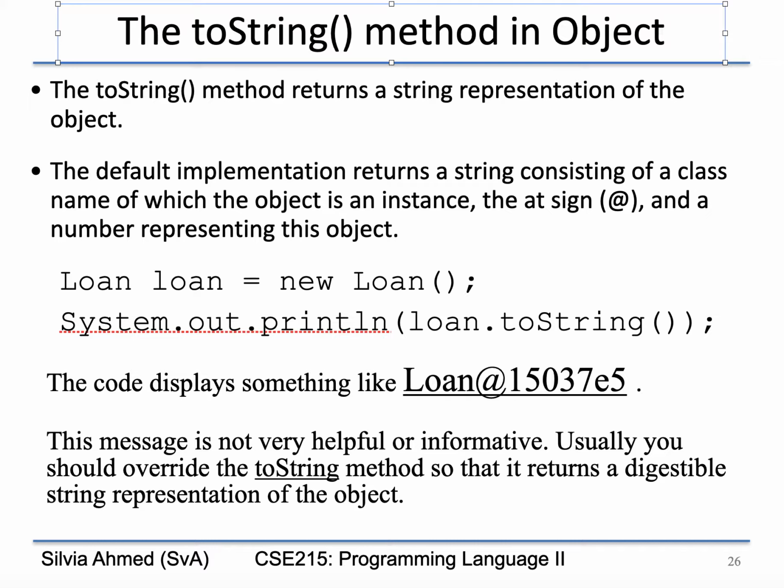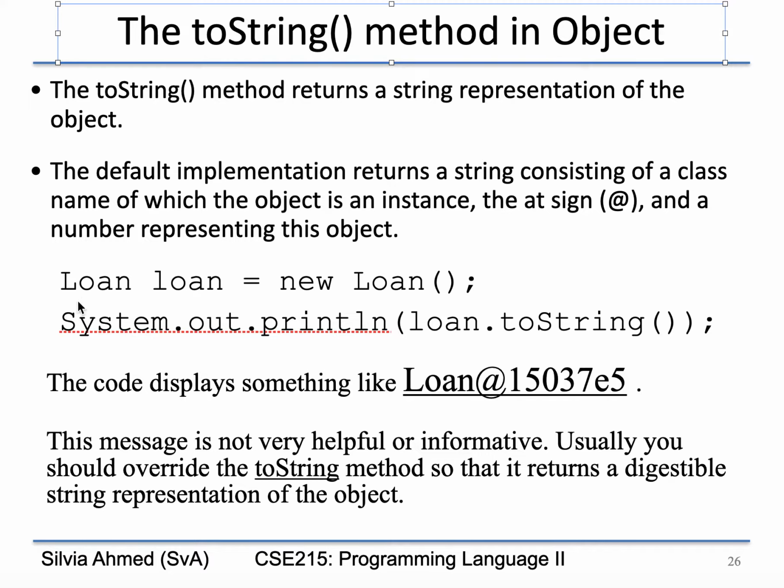So similarly, in order to put the toString method in our common object class, the developers had to put a default implementation. And that default implementation returns a string that consists first of the name of the class, then an @ and a number that represents this object. Usually this number is the reference variable value, that means the location.